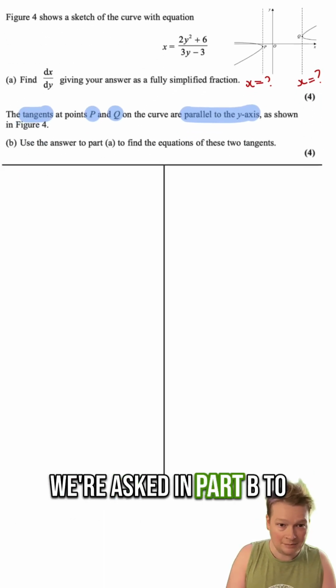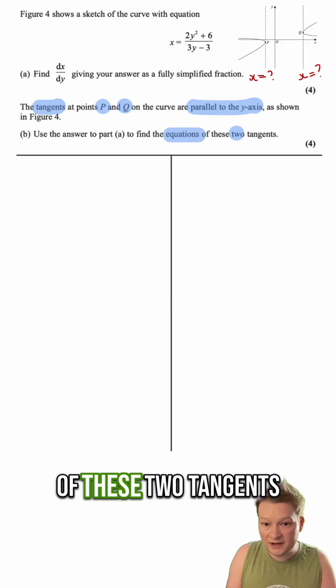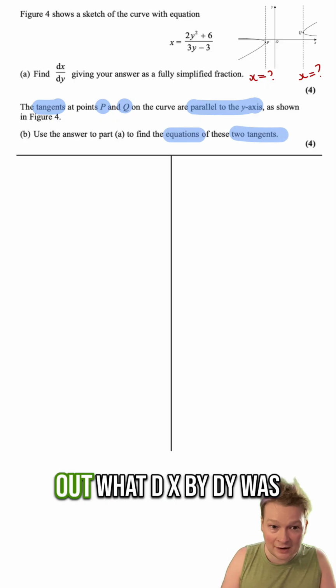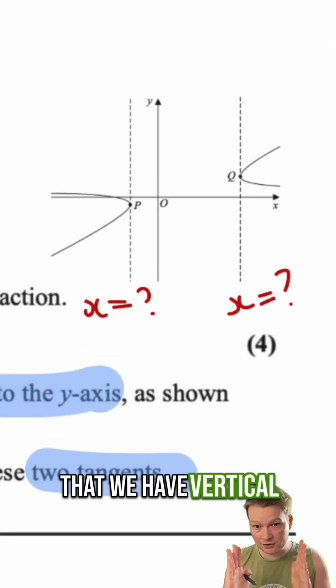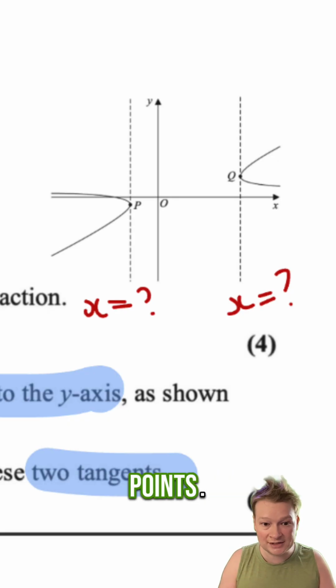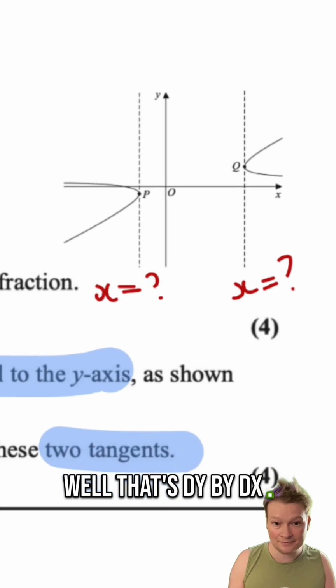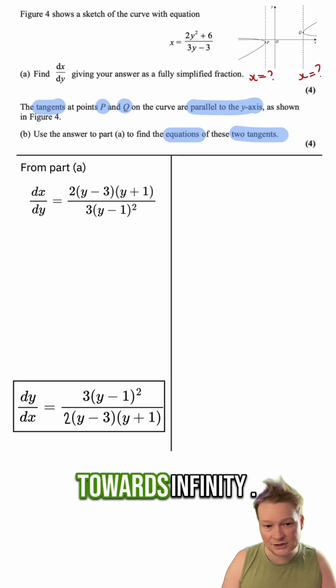We're asked in part B to use our answer to part A to find the equations of these two tangents. In part A, we worked out what dx by dy was. At P and at Q, we see that we have vertical tangents. That means that the gradient is essentially infinite at those 2 points. What tells us about the gradient of a tangent? Well, that's dy by dx. So I'm essentially saying that dy by dx would equal infinity, would be tending towards infinity.